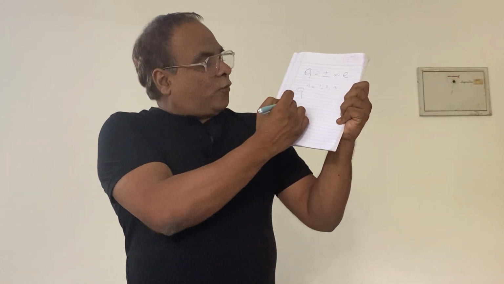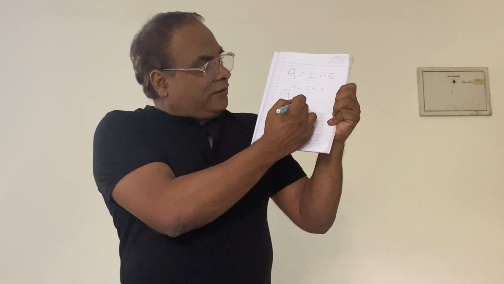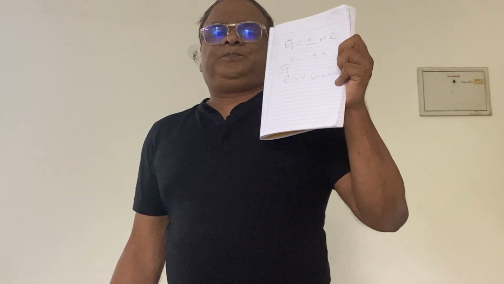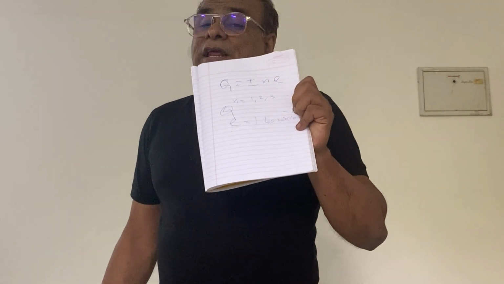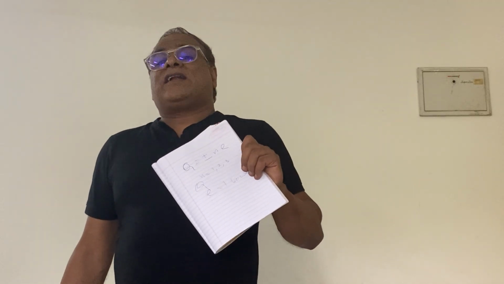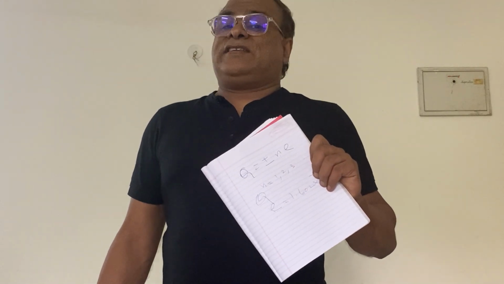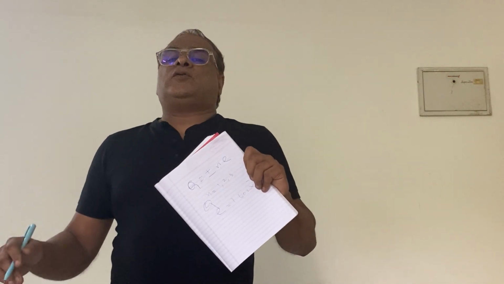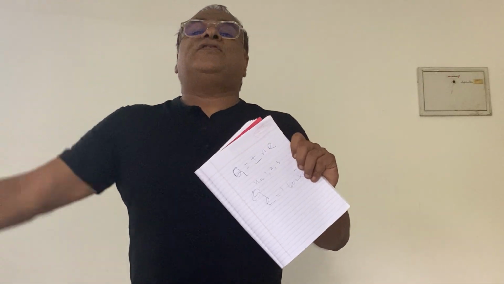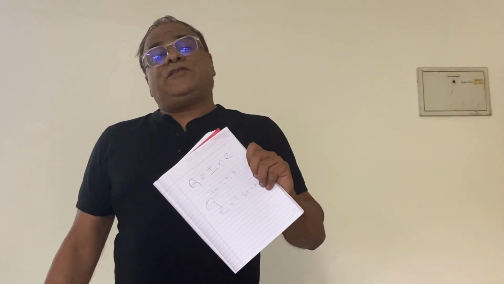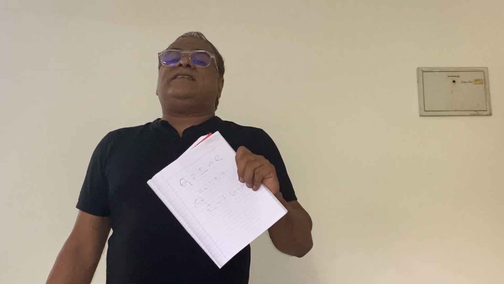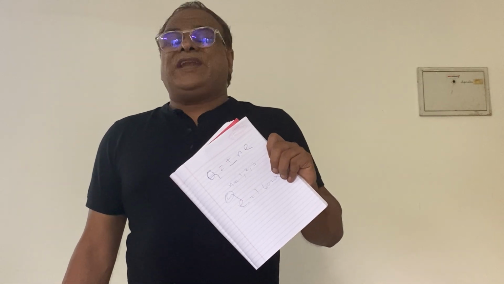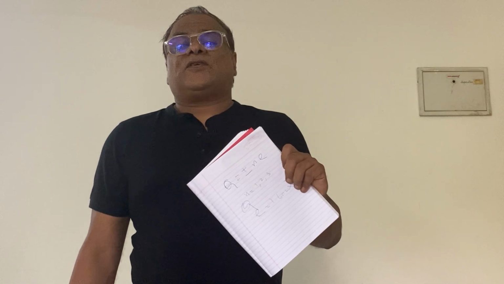Q is the charge. So what is the value of e? The charge of an electron is 1.602 × 10^-19 coulomb. What is the mass of an electron? 9.108 × 10^-31 kilogram. What is the charge of a proton? Again 1.602 × 10^-19 coulomb, that much positive charge. What is the mass of a proton? 1.6 × 10^-27 kilogram. That is the mass of a proton.